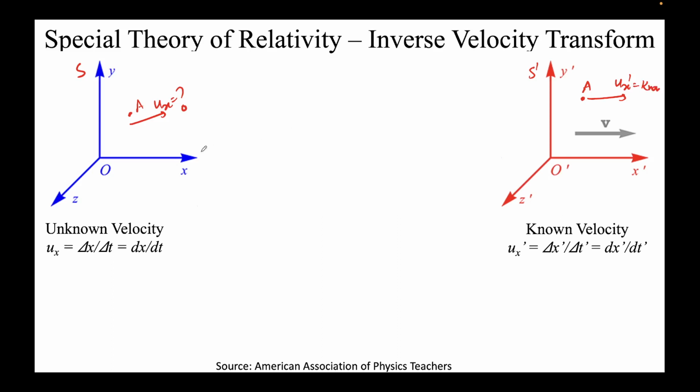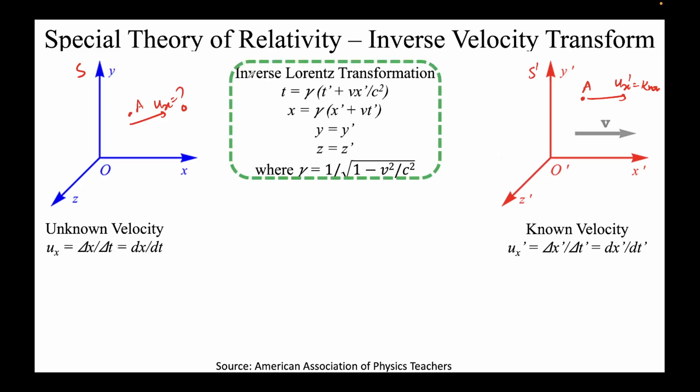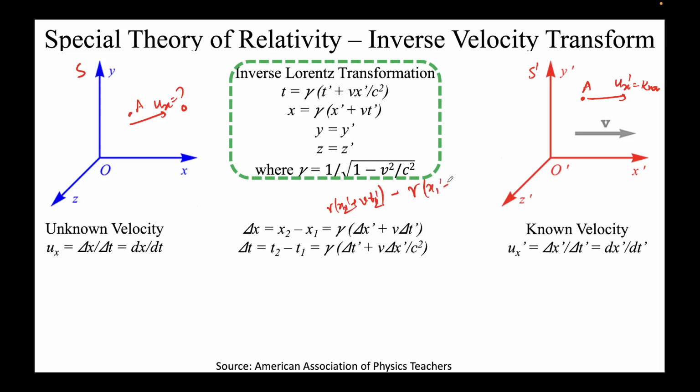We are going to solve this. So what will happen again? We need to know delta x and delta t, and we'll be fine, right? How do we know delta x and delta t? We'll use the inverse Lorentz transformation. So delta x is x2 minus x1. Putting x2 minus x1 here, we get gamma times (x2 prime plus v t2 prime) minus gamma times (x1 prime plus v t1 prime). You subtract the terms, rearrange, and you will get this form: gamma times (delta x prime plus v delta t prime).